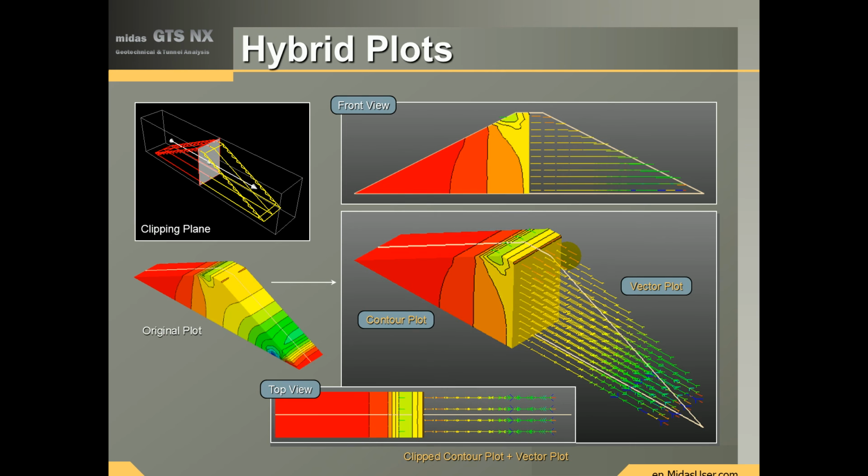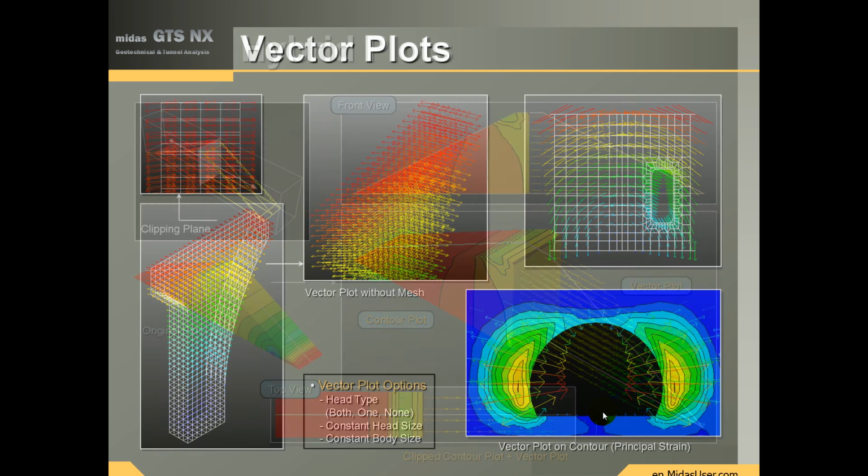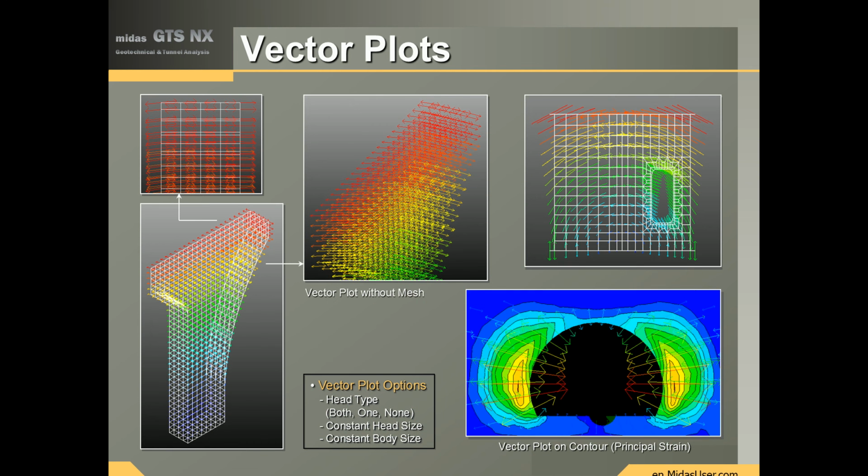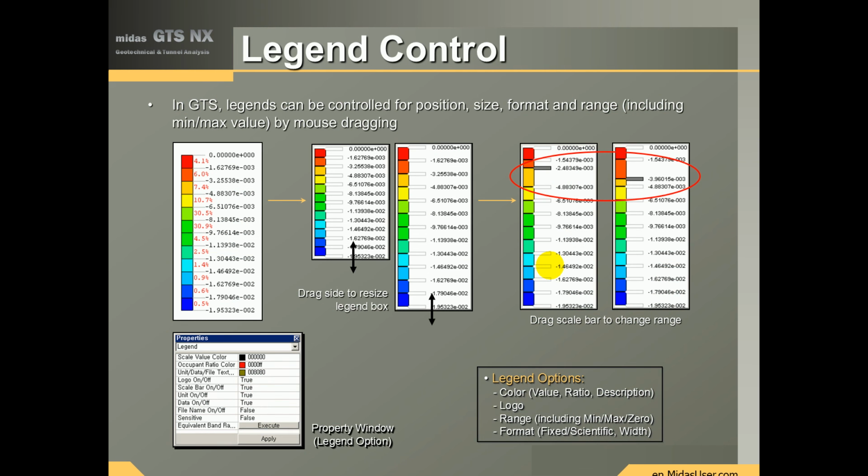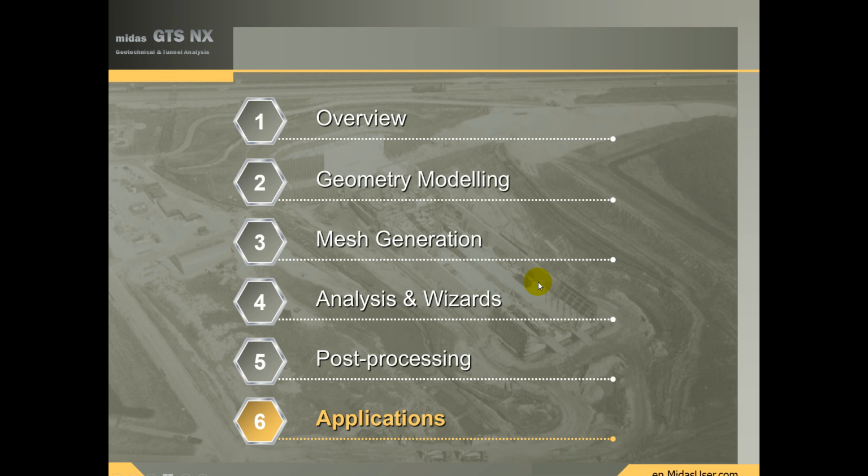We can look at hybrid plots and vectors and vector plots and contour plots. We can do the seepage flow and the vector plots for the analysis. We can also do the seepage through different nodals as well and check the flow quantity at arbitrary planes and by selecting nodes. We can set where we want the range, formatting it so that we can actually look at the legend and make sure that we've got our top range and our bottom range and get everything in between. Make it an easy to use tool.